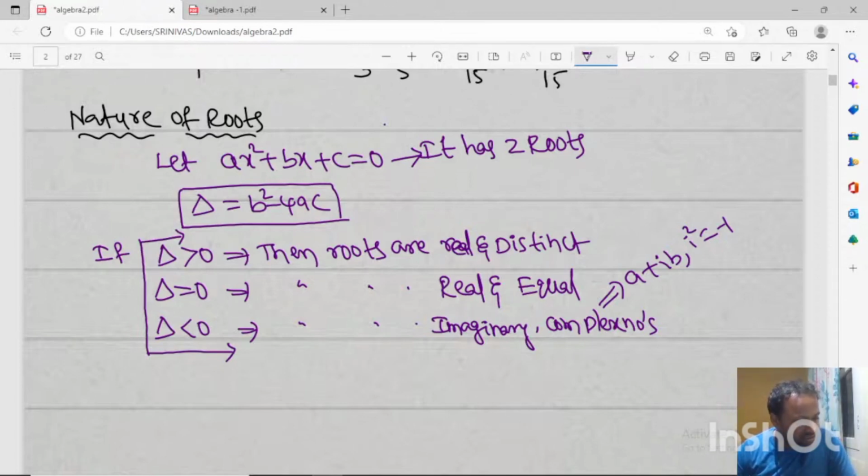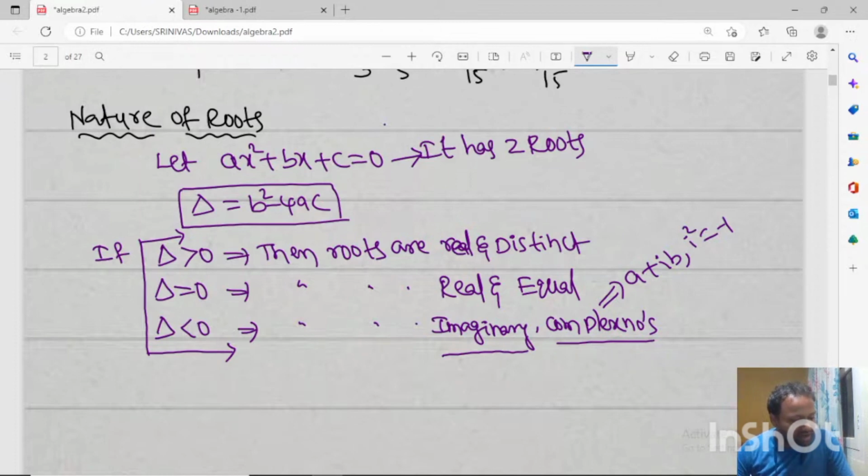Yes, Bhagya says discriminant less than 0, no real roots, only imaginary. Okay, yes, that is correct. Imaginary, that is nothing but complex numbers. Okay, right. So that is the correct answer.